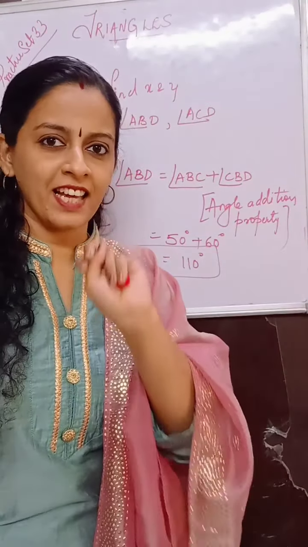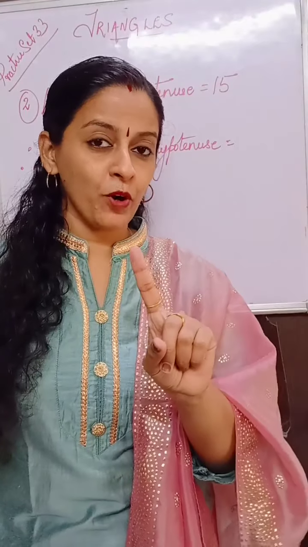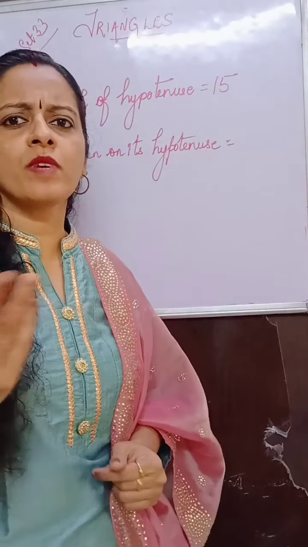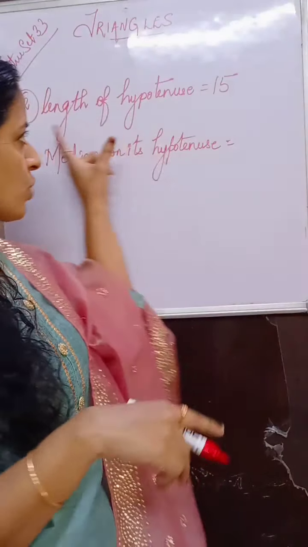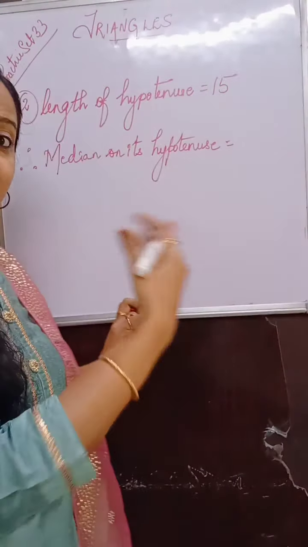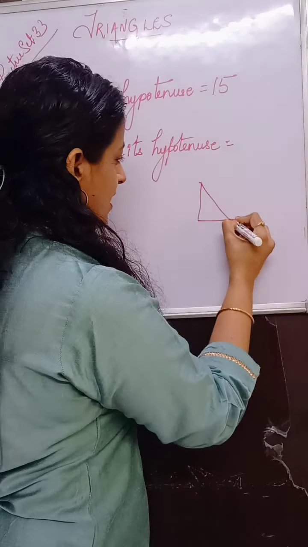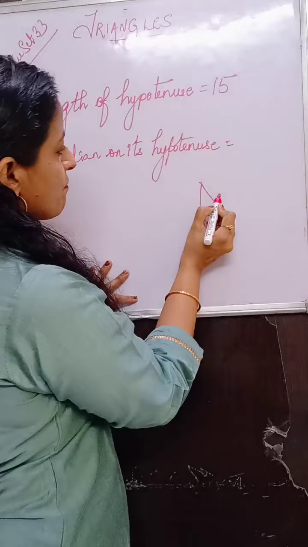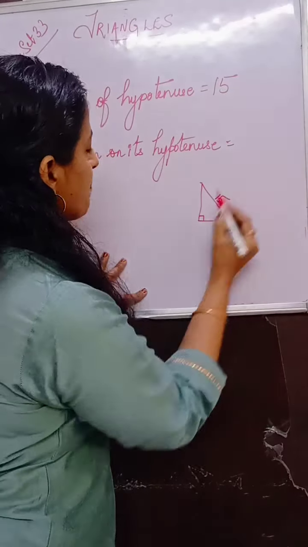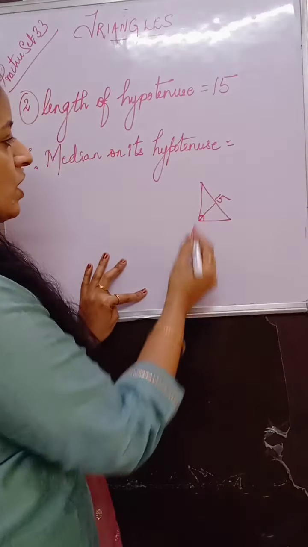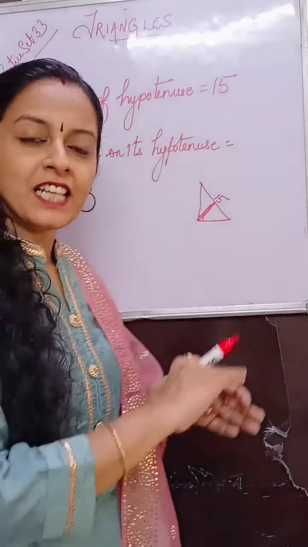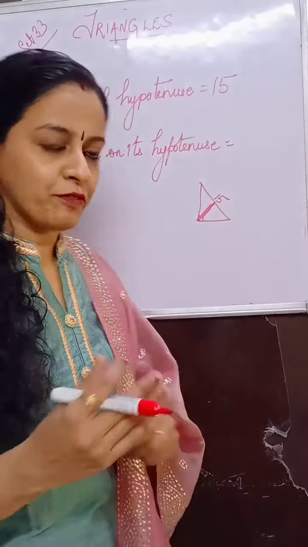Quickly going into the second sum. Now I told you, there will be a very important question. That is this question. They have given the length of the hypotenuse. Hypotenuse means it will be a right angle triangle, no children. So the length of the hypotenuse is 15. They are asking us to find the length of the median on its hypotenuse. What property we learned just now? The median drawn on the hypotenuse is half of the hypotenuse.